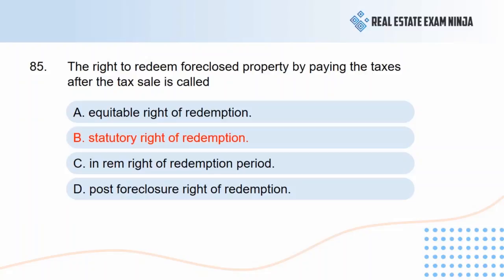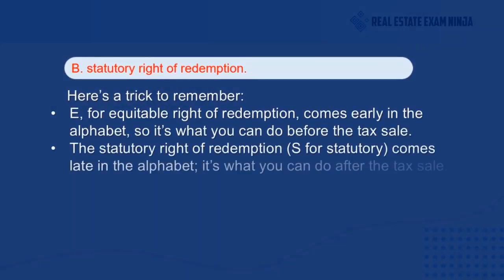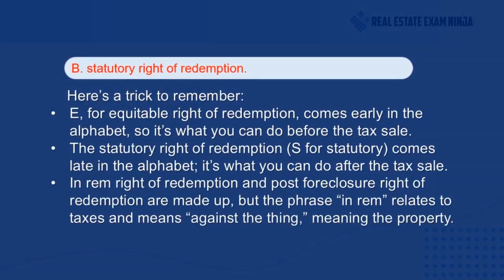The correct answer is B. Here's a trick to remember: E for equitable right of redemption comes early in the alphabet, so it's what you can do before the tax sale. The statutory right of redemption, S for statutory, comes late in the alphabet. It's what you can do after the tax sale. In rem right of redemption and post-foreclosure right of redemption are made up, but the phrase in rem relates to taxes and means against the thing, meaning the property.